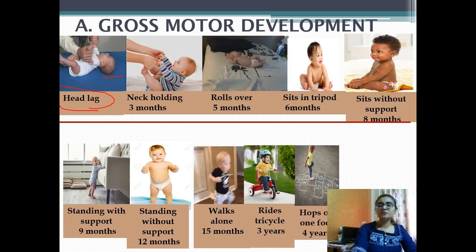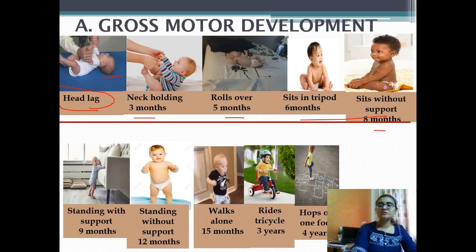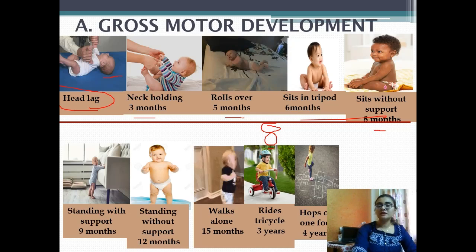But with time, during 3 months, baby starts to know how to hold the neck. Whenever you lift the baby with the arm, he also lifts his head with this. He knows how to lift it. At 5 months, he knows how to roll. At 6 months, sits in tripod position. At 8 months, sits without support. We can write 8 like this. 8 is also sitting, and it has no support. Right? So at 8 months, baby learns to sit without support.